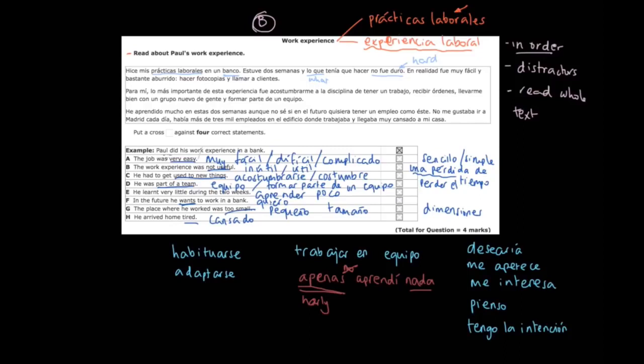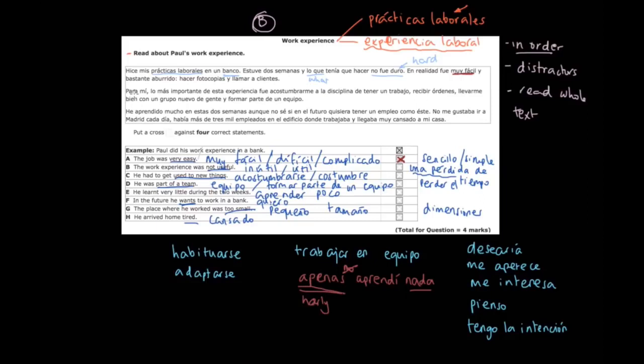Okay, I'll do a darker color because otherwise we're not going to see it. En realidad fue muy fácil. Here I've got it spelled out for me. Y bastante aburrido. Quite boring. Hacer fotocopias, doing photocopies, y llamar a clientes, calling clients. So it's pretty much quite clear that this is my answer.